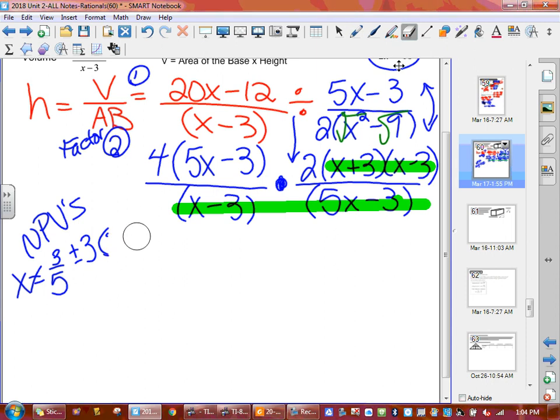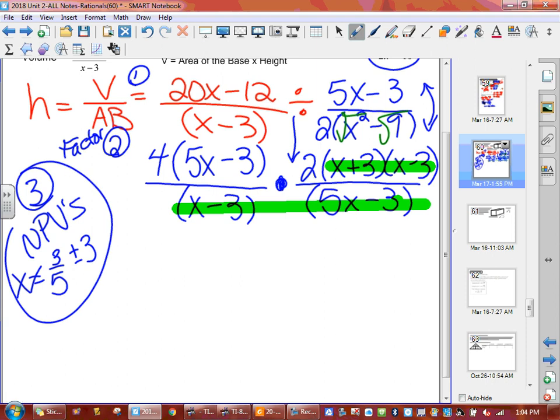So step 3 was NPVs. We got that taken care of. All right, so step 3 is done. Now we can just cancel all the common factors. So what is something I can wipe off right away? 5x minus 3. Okay, it's gone. What else can I wipe off? X minus 3. So do I have a denominator anymore? It's a hidden 1. Okay?